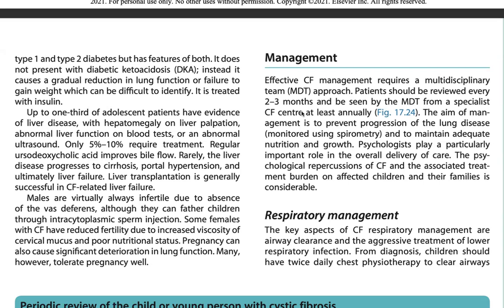Males are virtually always infertile due to absence of the vas deferens, although they can father children through intracytoplasmic sperm injection. Some females with CF have reduced fertility due to increased viscosity of cervical mucus and poor nutritional status. Pregnancy can also cause significant deterioration in lung function. Many, however, tolerate pregnancy well.